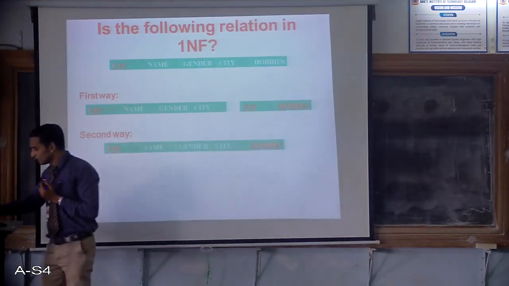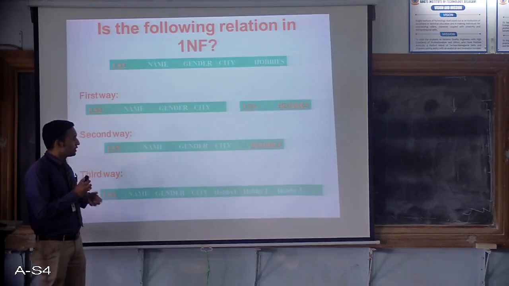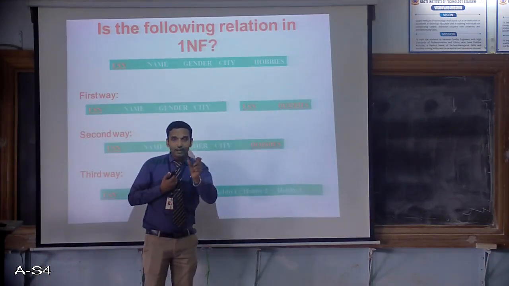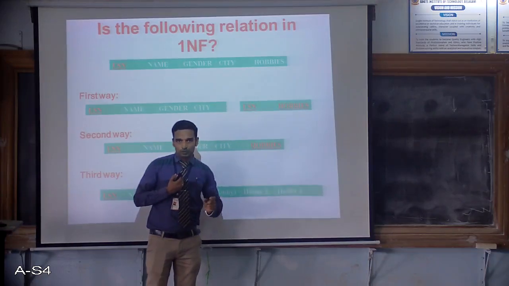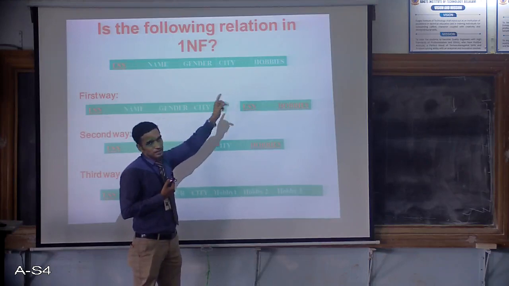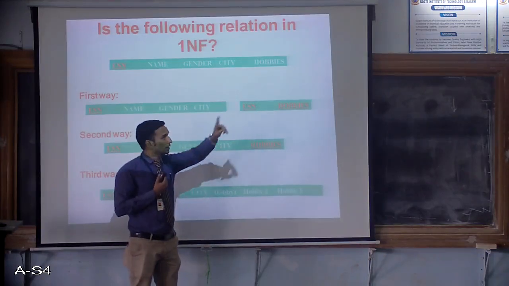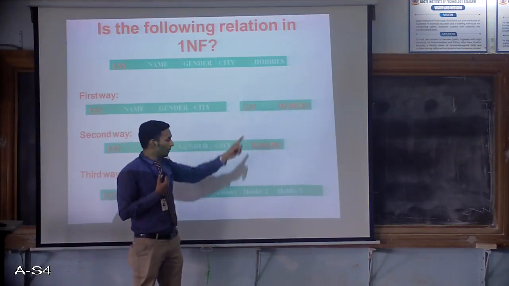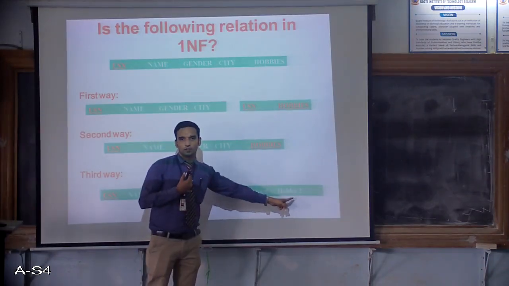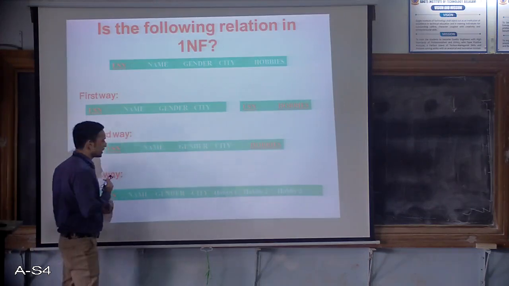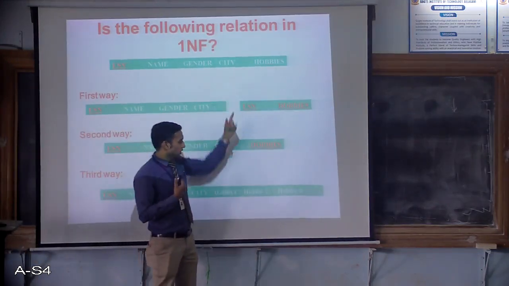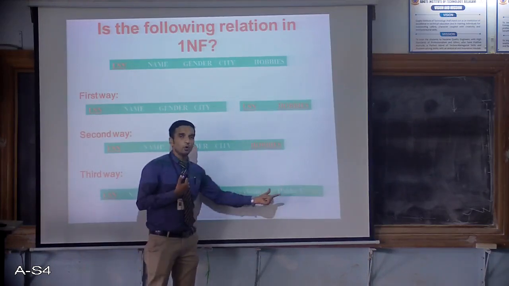The next one, third way, is: whichever attribute has multiple values, hobbies, break that attribute into some sub attributes up to the level which you want. For example, here assume that a person has maximum 3 hobbies. So what you can do is that the hobbies attribute can be decomposed into hobby 1, hobby 2 and hobby 3. So what happens here is USN is only the primary key. The attribute which has multiple values is now decomposed into hobby 1, hobby 2, hobby 3.